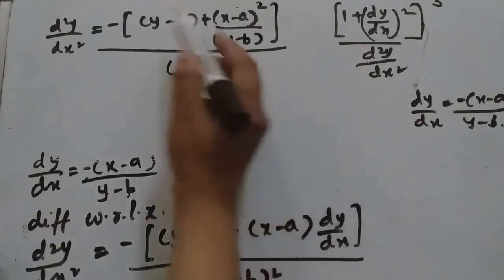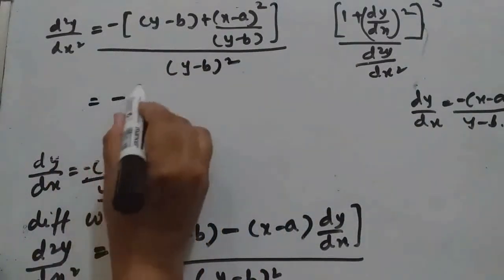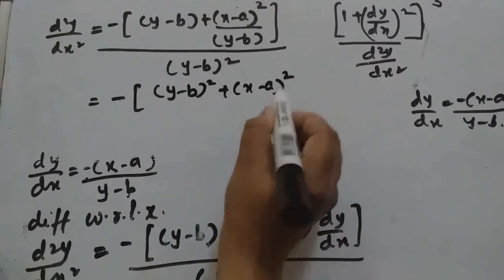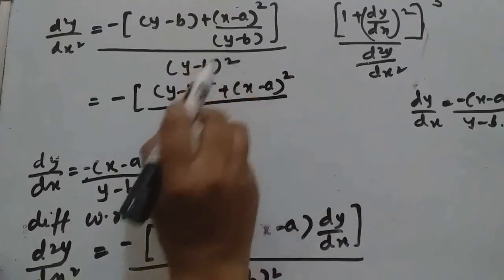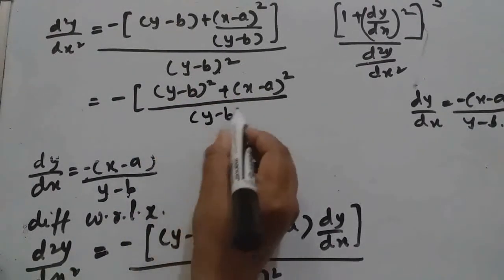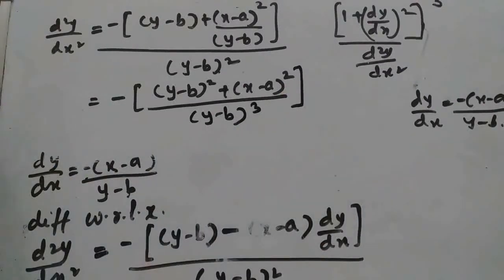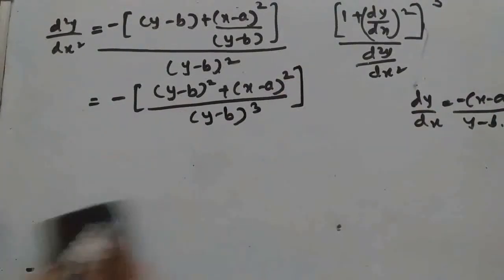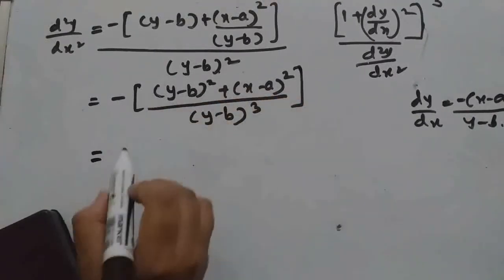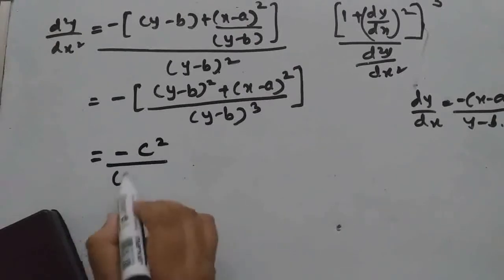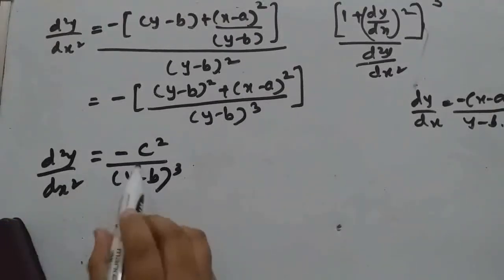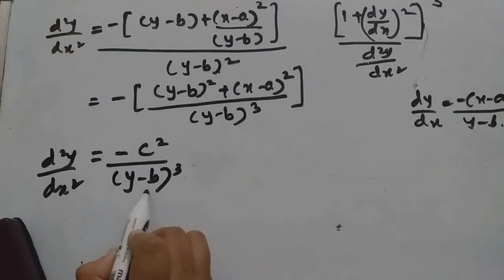Okay, so now cross multiplication. So this will give bracket square. See, in numerator denominator y minus b will come, already 2 power is there, so that will become 3 power. And now if you check, this value is given in the question, that is equal to c square. So we can write d square y by dx square is what? Minus c square by (y minus b) whole cube.